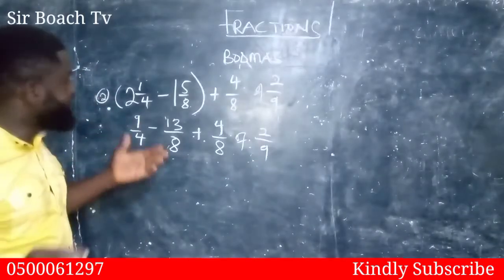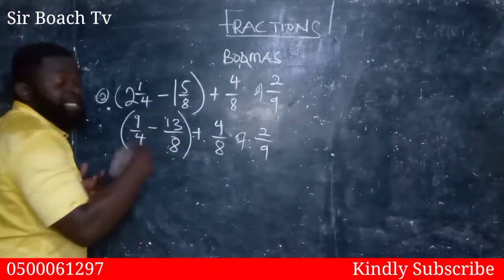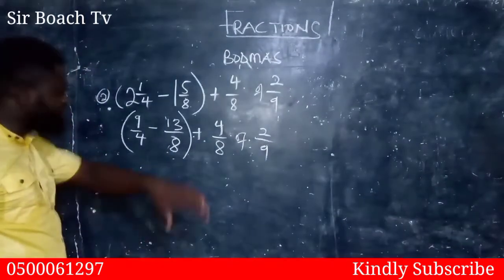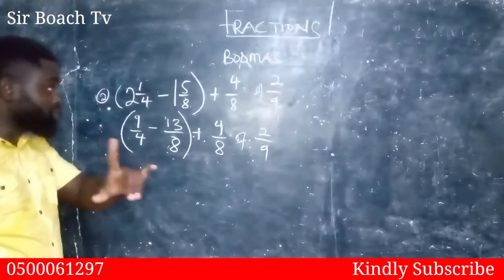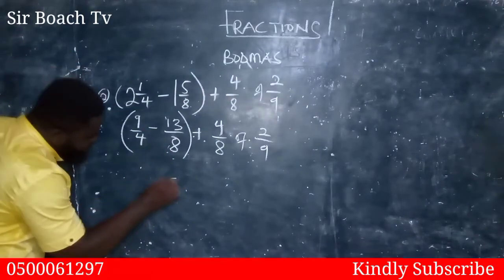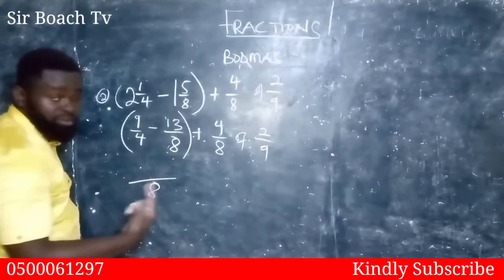We've not done anything. We just converted these ones to improper fractions. Now, from there, what do we have to do? They said the first thing to do is to tackle the bracket. So we'll find the LCM over here. The LCM here gives me what? 8. Right? For 4 and 8, the LCM will be 8.